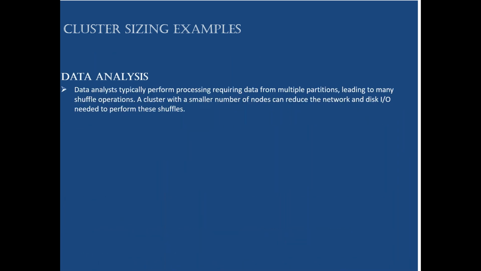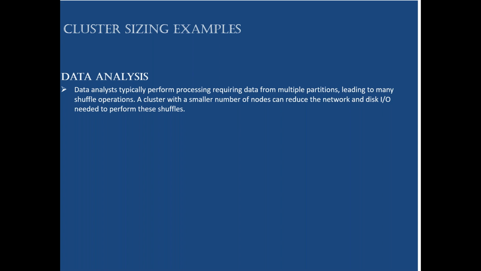If we take data analysis, data analytics typically performs processing that requires data from multiple partitions. Let's say you read data from a very big file and it creates multiple partitions, and you need to read multiple partitions, leading to many shuffle operations. When you have more partitions and you apply group by or join, it leads to shuffling of the data. Basically, a lot of shuffling is going to happen in the network.